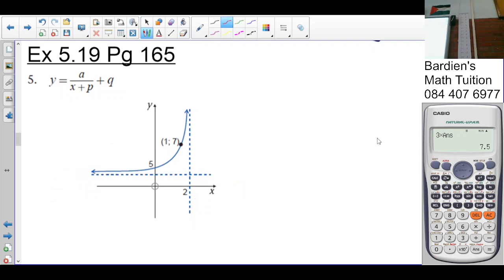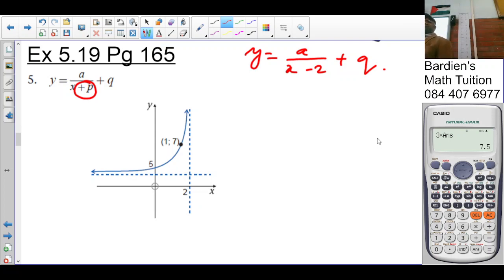So we established that these are perpendicular, and can also note that from the information given. y is equal to a over x plus p, plus q. We know that it will have a vertical asymptote here of 2, which means the p value is minus 2. So the equation is y equals a over x minus 2 plus q. So how many unknowns are there now? How many unknowns are there that we need to solve? 2. The a and the q.